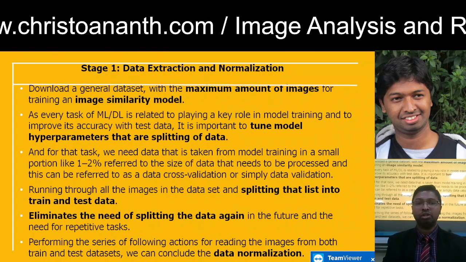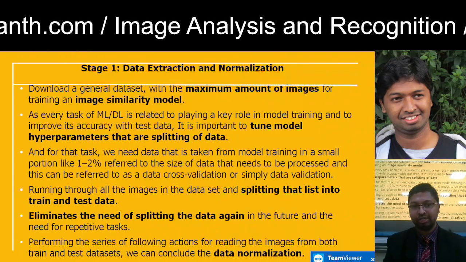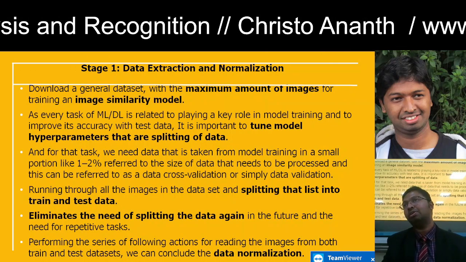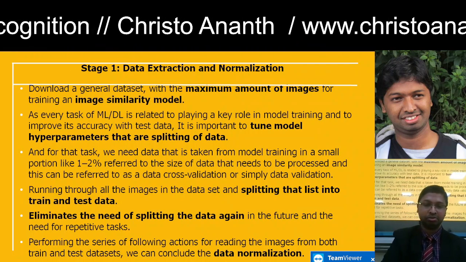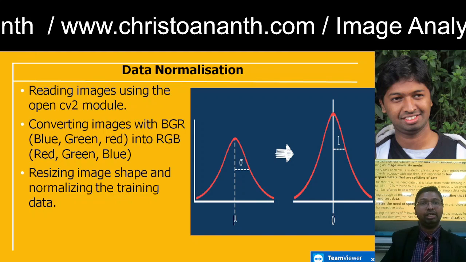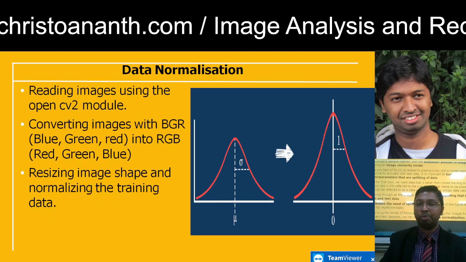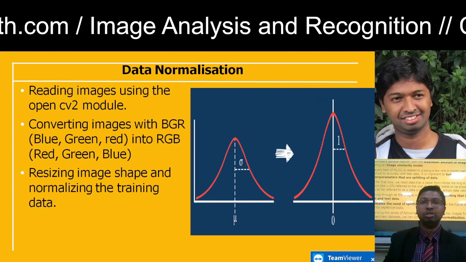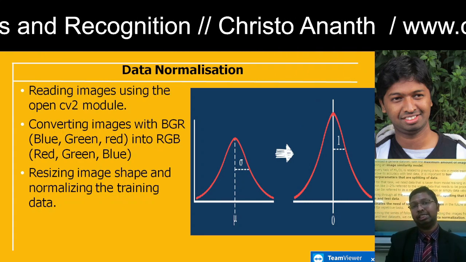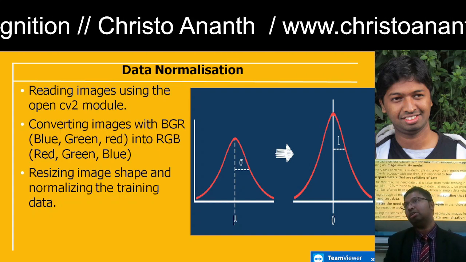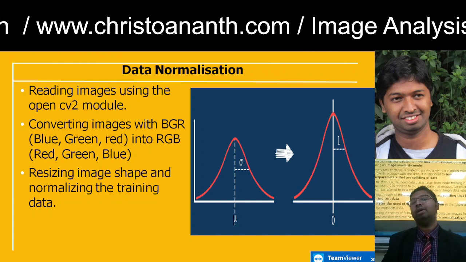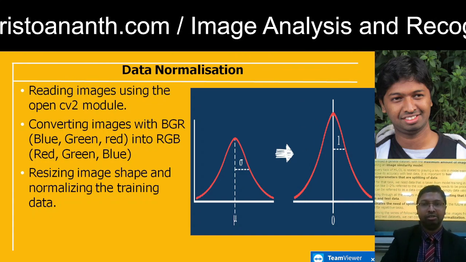If you are performing these actions for reading the images, for training and testing the data sets, then you can go with data normalization. This is the data normalization, and this is actually the histogram. We are reading the images using the OpenCV2 module. You are going to convert BGR into RGB format, so blue, green, red becomes red, green, blue, and you are going to resize the image shape and normalize the training data.